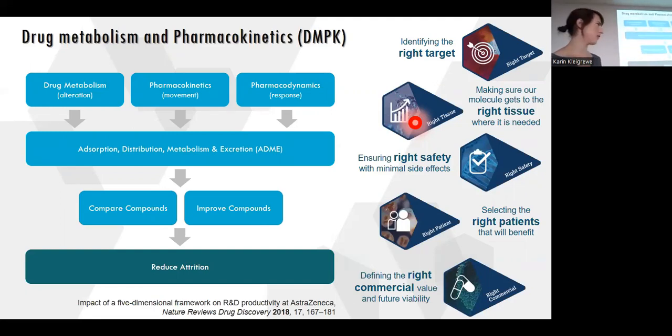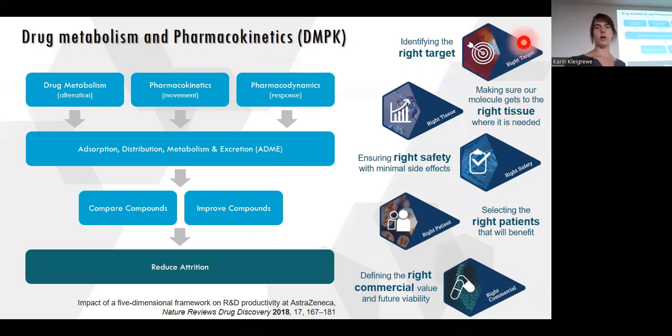metabolism and pharmacokinetics optimization. At AstraZeneca, Owen just mentioned that it really helped them decrease their attrition, and they had the 5R framework. The 5Rs were: you have to identify the right target first. It has to be an efficient target. It has to be something that actually does something and that's translatable.